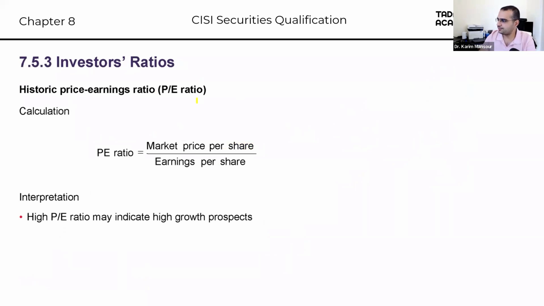PE ratio. From the name, it's price. Usually in this qualification, whenever you hear the word price, you can assume by default that this is the market price. So the market price of every share over the earnings per share. So let's say I am entitled to $2 of earnings for every share.